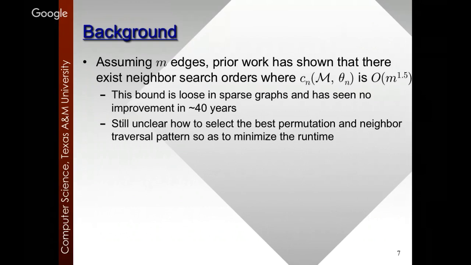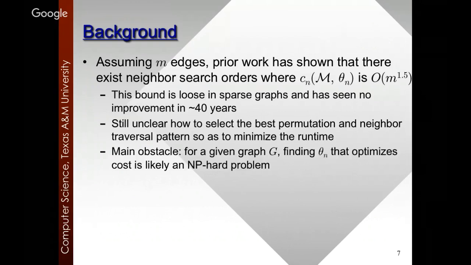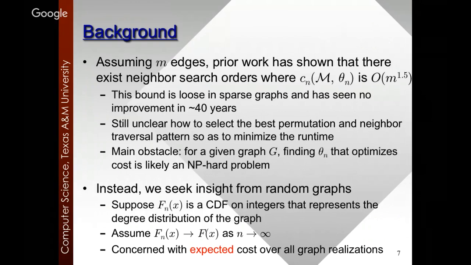And also, it's still unclear how we choose the best permutation and the best neighborhood traverse pattern to minimize the runtime. And the most important and largest obstacle is that trying to minimize the cost function on a deterministic graph is likely an NP-hard problem. So instead, we seek an alternative path, which is getting some more information using random graph models.